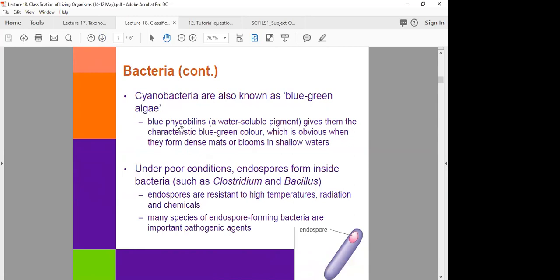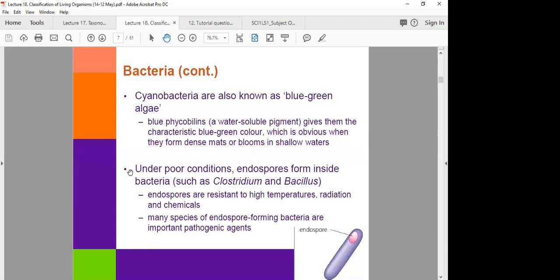The reason for that colour that you see is because they produce a pigment called phycobilin, and this is a blue water-soluble pigment, which enables them to absorb certain wavelengths of light that their other photosynthetic pigments don't normally absorb. So this forms that characteristic blue-green colour, which is more obvious when their population size increases. That is, they form those blooms in shallow waters.